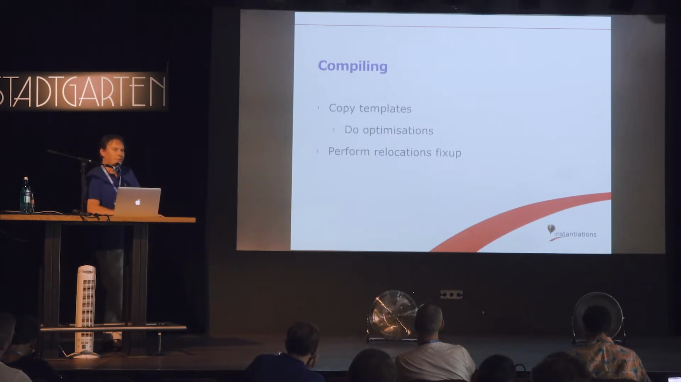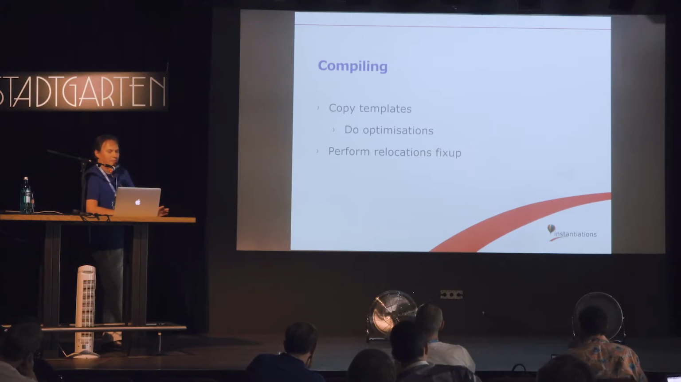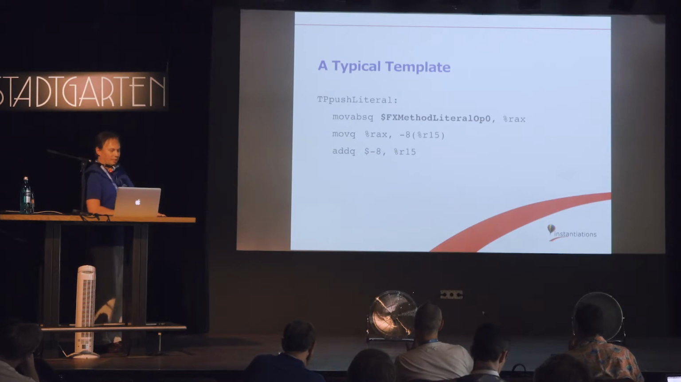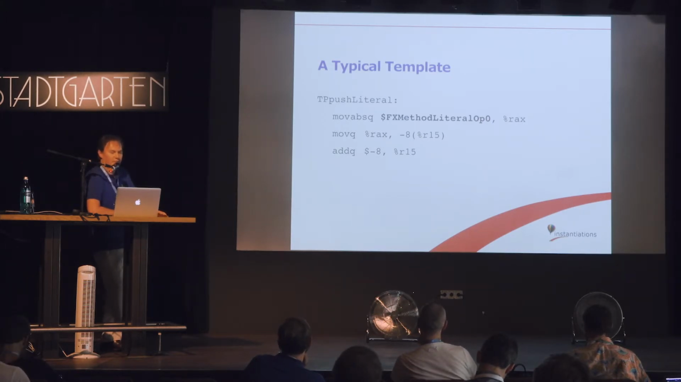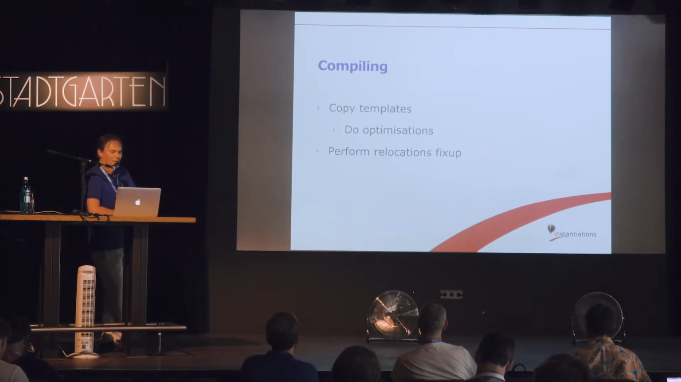So the compiling process looks really simple. Copy templates, do some allocation and fix-ups. Fix-ups means that the compiler substitutes the symbol in bold with the real value, which it knows from what bytecode it is currently handling and lots of information from the Smalltalk method, and that's it. But it is not as simple as it looks.